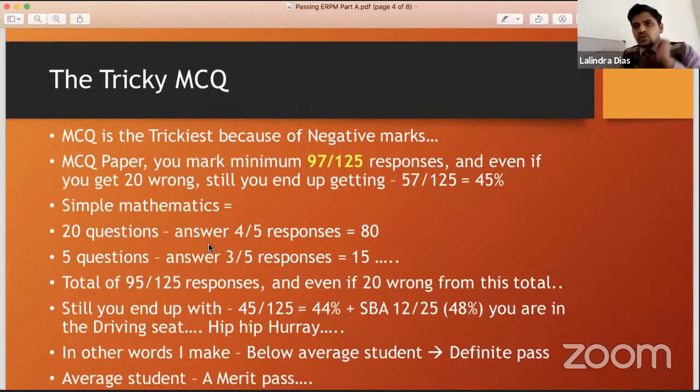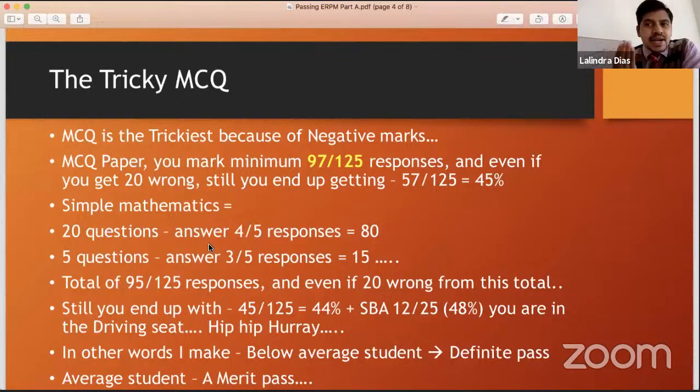When they give a very simple question, I'll show you the 2017 December ERPM paper. There was a question: which of the following are features of decompensated cirrhosis? A, parotid enlargement; B, ascites; C, flapping tremors; D, Dupuytren's contracture; E, testicular atrophy or something like that. Only ascites and flapping tremors are correct. All the others are false.